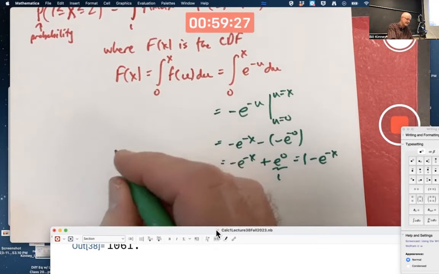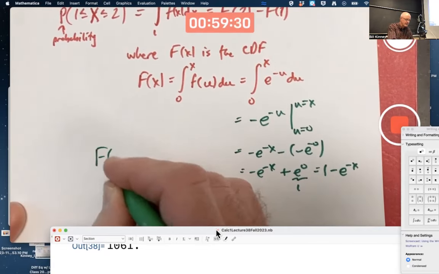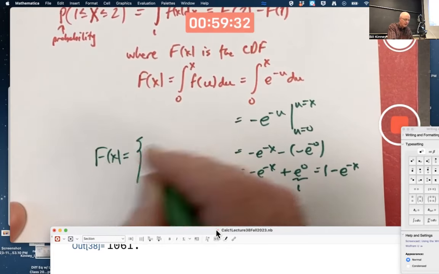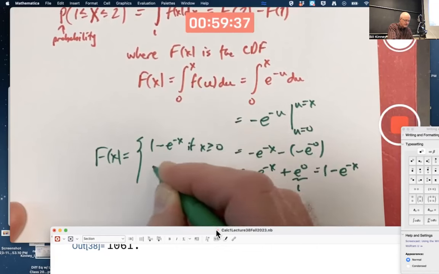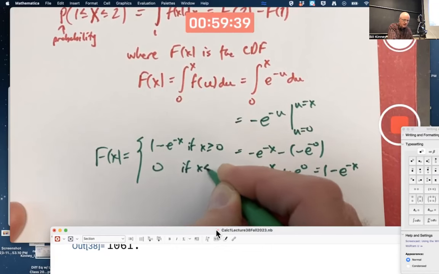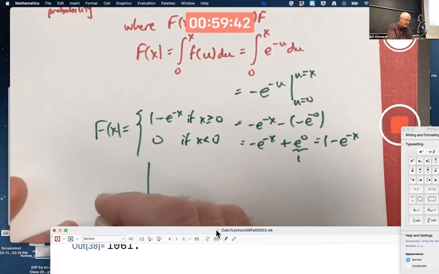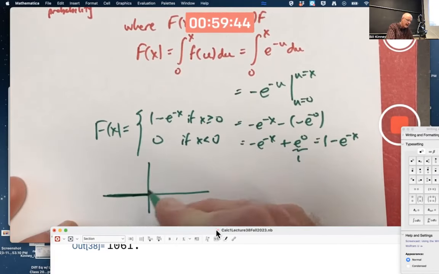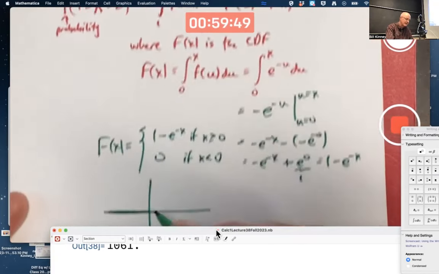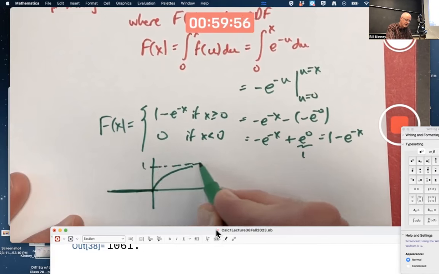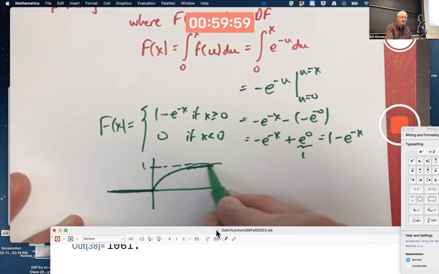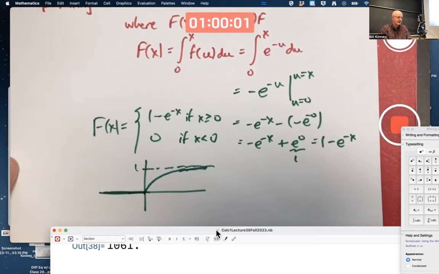And if you graph this, technically it's also a piecewise function. It's equal to 1 minus e to the negative x if x is greater than or equal to 0, and it's equal to 0 otherwise, if x is less than 0. And if you graph this CDF function, it looks like this. It's 0 over here, and then it doesn't have a jump discontinuity like little f did. Instead, when you plug in 0 here, you get 0. It goes up like this, and it's got the horizontal line at 1 as a horizontal asymptote. It does approach 1 as you go to infinity.